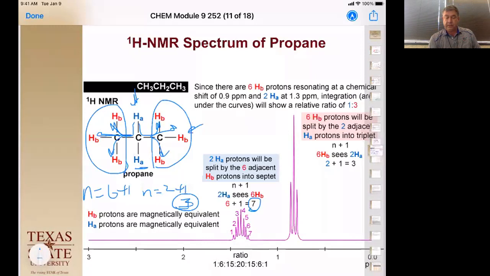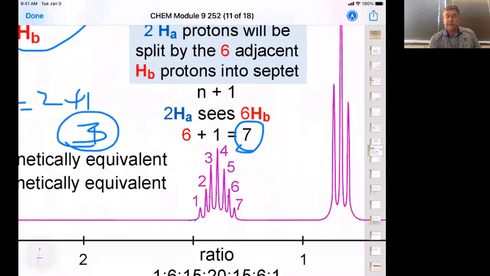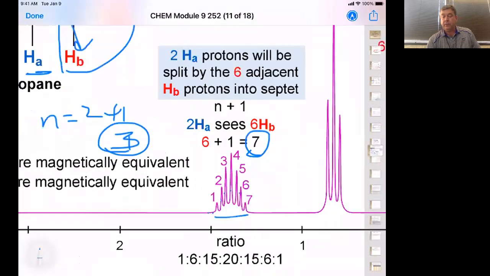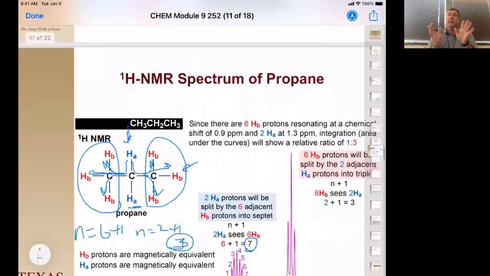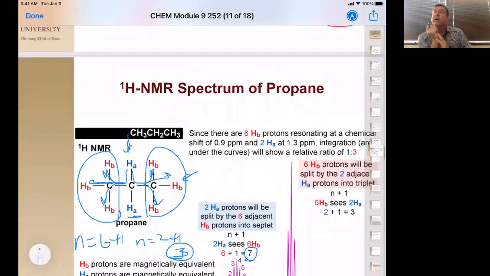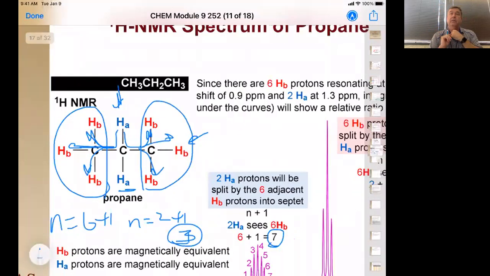And we see, if we pull this up real big, we see 1, 2, 3, 4, 5, 6, 7. And on the other peak, we have 1, 2, 3. Are we starting to see we're splitting? Why is it 2 and not 3 for the number of equivalent hydrogens nearby on the triplet?